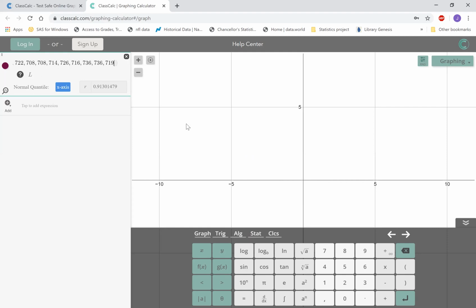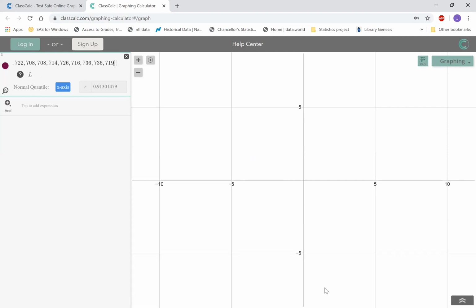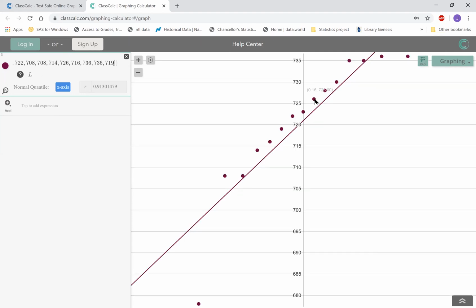Once you enter all the values, if you look at our drawing, there's nothing there. The reason there's nothing there is that we're focusing on the wrong picture. So I want to tell ClassCalc to look at the right picture. I'm going to hit right here where it has the magnifying glass. And now if you look at it, it's zooming in on that part.